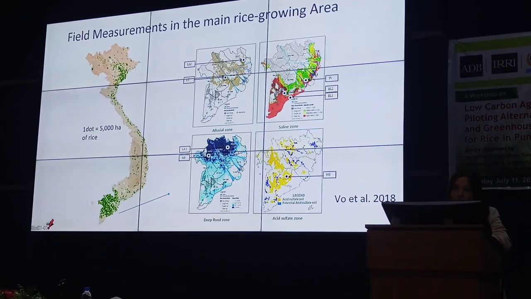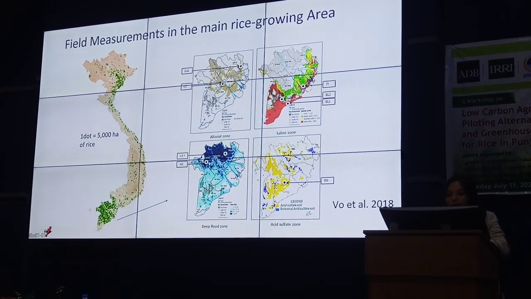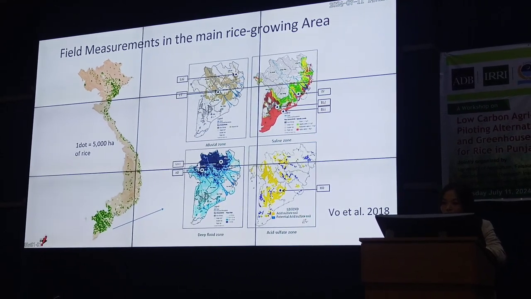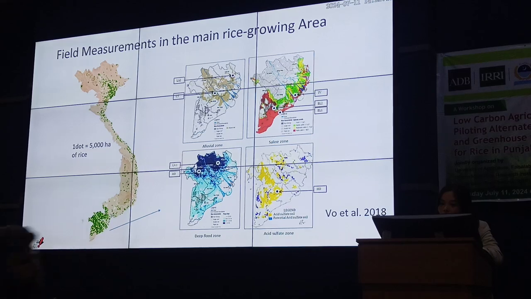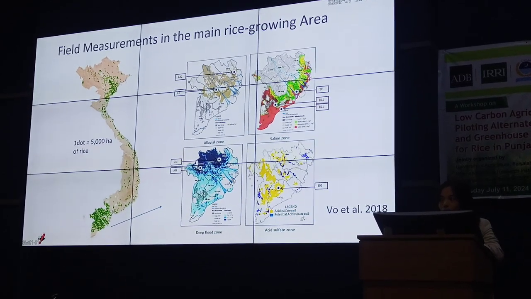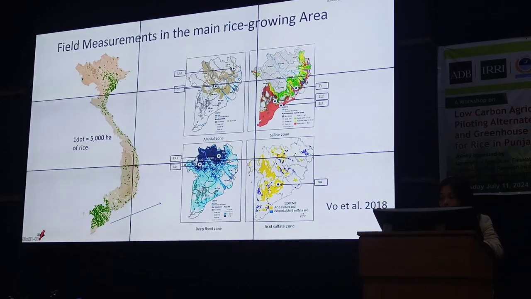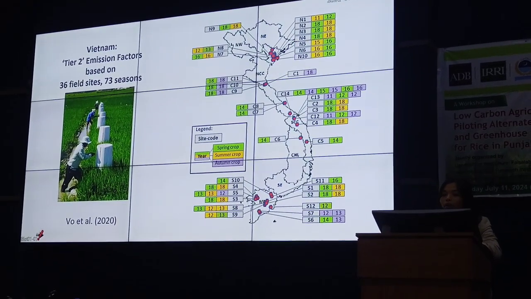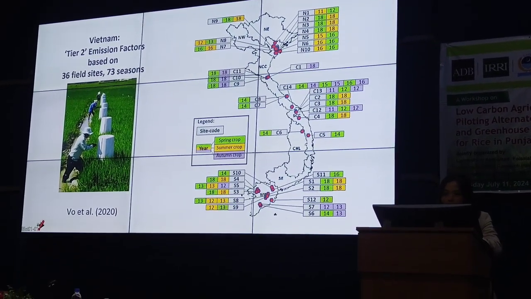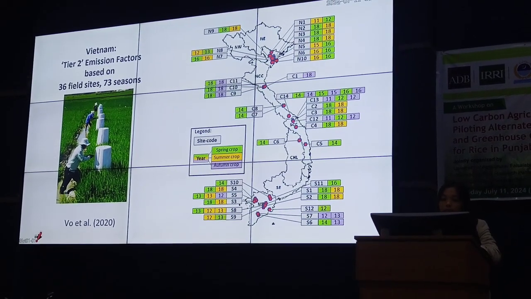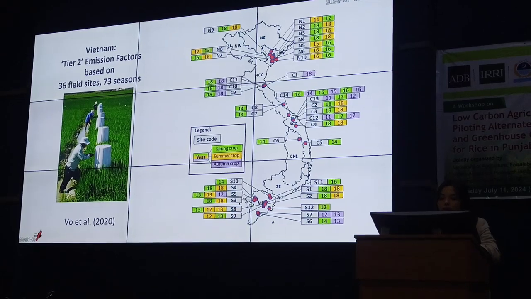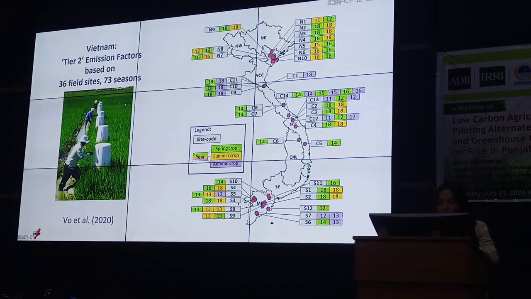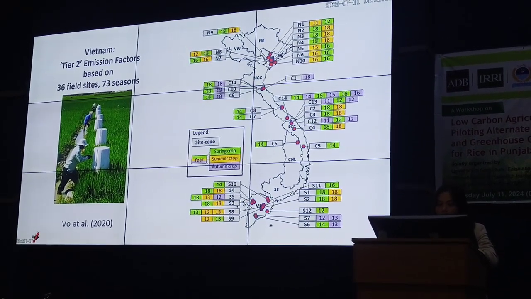So we had one project called CLUES, from IRRI, and we conducted experiments in different agroecological zones of the Mekong Delta. We have the alluvial zone, saline zone, deep-flooded zone, and acid sulfate soil zone. So we had different factors for different agroecological zones in the Mekong Delta in 2018. Two years later, more and more data came from across the whole country. We have 36 field sites and 73 seasons from the north, central, and south of Vietnam. So we developed a very detailed emission factor for Vietnam.